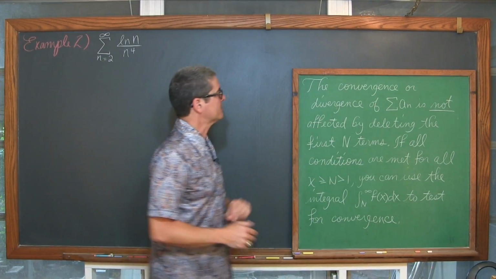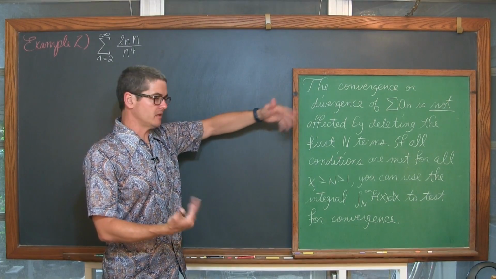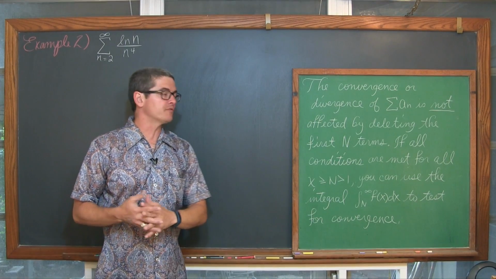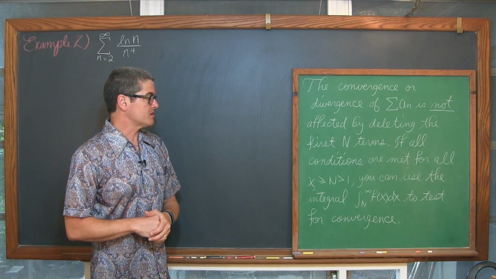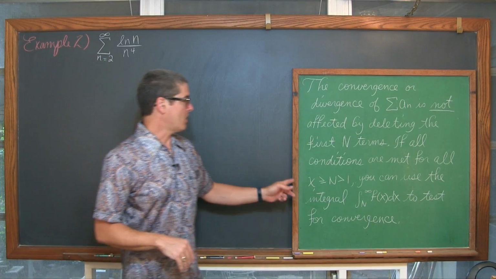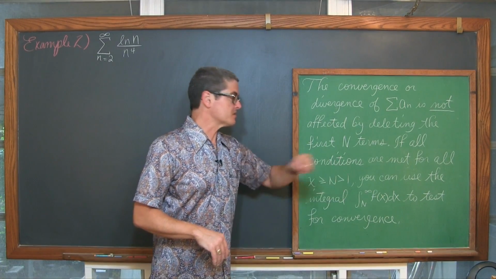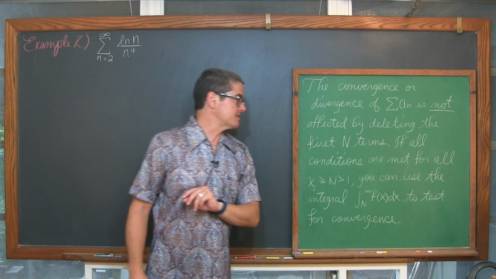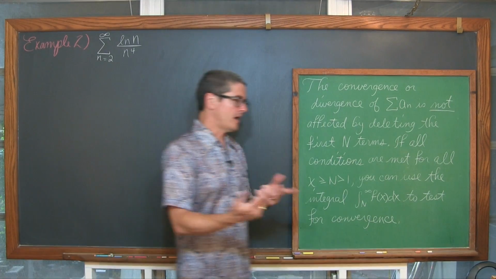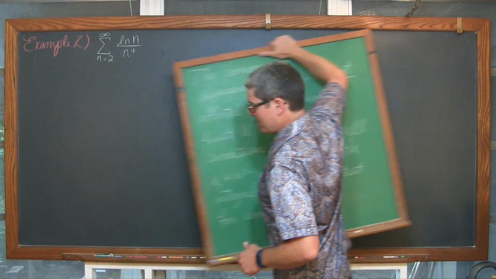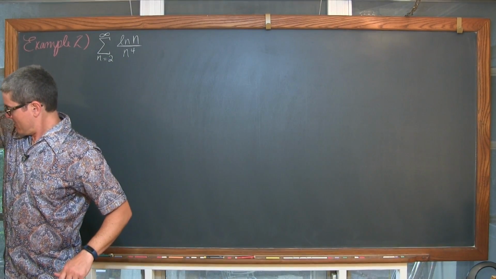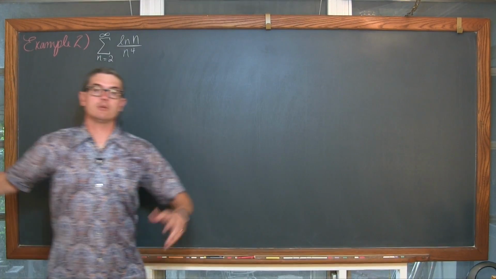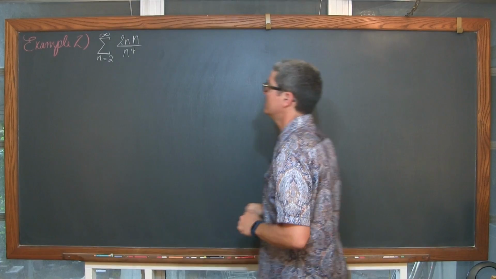Over here I've got the convergence. That's just a summary of what I said about the issue at the end when we were doing our checks. The convergence or divergence of a series is not affected by deleting the first n terms. If all conditions are met for all x greater than or equal to n, which is greater than 1, you can use the integral from n to infinity of f of x dx to test for convergence. So having an issue with your first couple of terms, like we had with the first derivative not being negative until x was greater than or equal to 2, is not an issue.